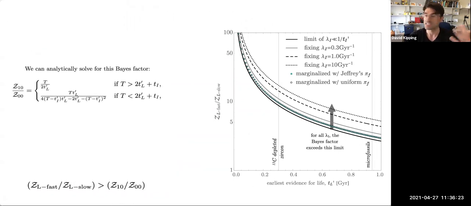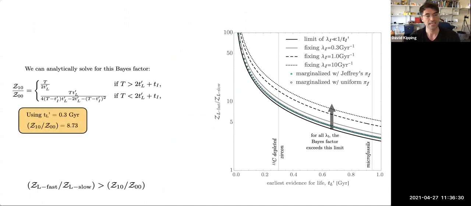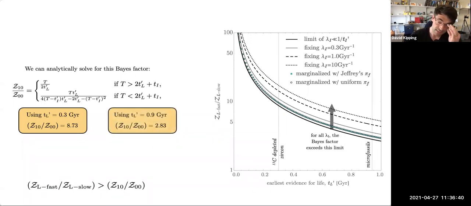Okay, we can actually solve this analytically, which is kind of neat. So you can actually plug in your own favorite numbers if you want to have fun with us. So there's the equation. The takeaway is that for 0.3 gigayears, if life started within 300 million years after habitable conditions, you get 9-to-1 odds that it was a quick process. If you're more pessimistic and only prefer the microfossil evidence, then it's a bit more on the fence. You're looking at 3-to-1.